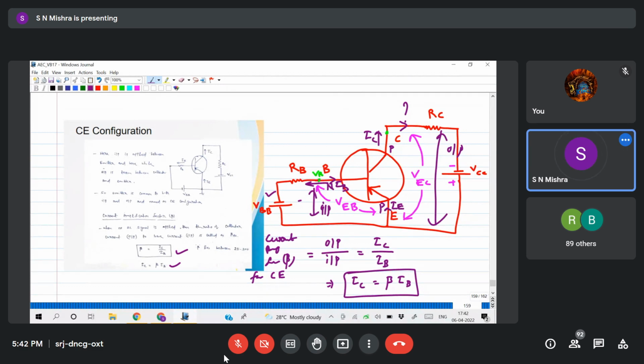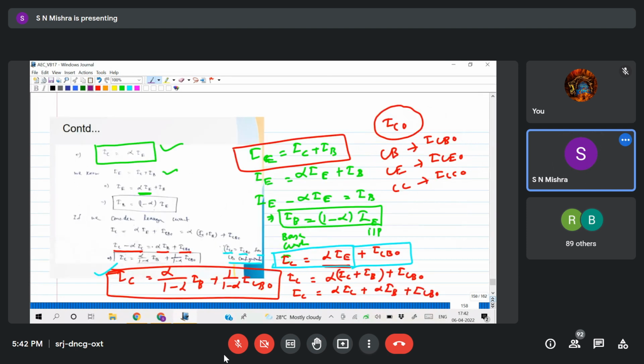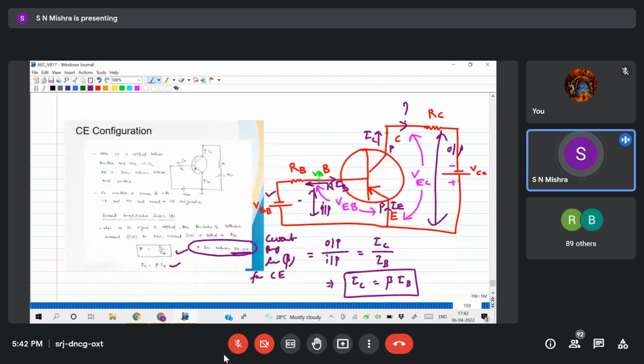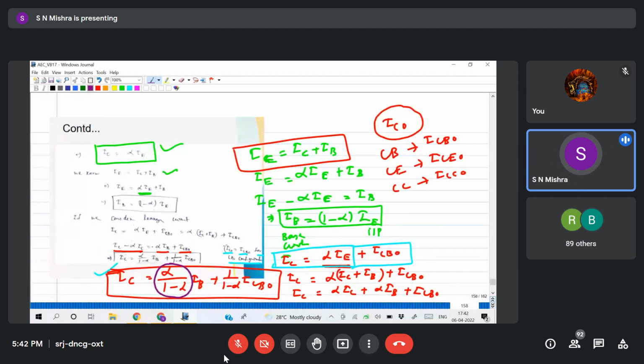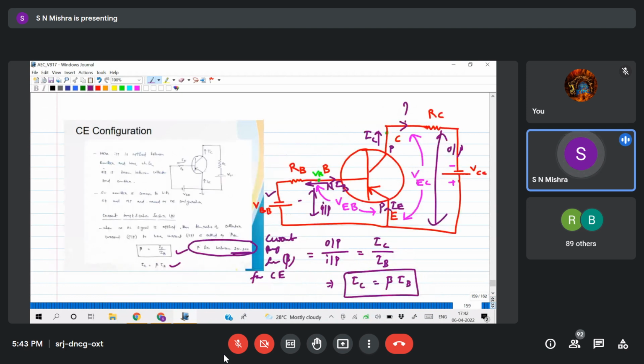Alpha ranges between 0.96 to 0.995, but the beta range is high. That means 25 to 300, even more than that you can get. So the beta value is high. Now, if I compare the previous equation, you compare this one and this one, IC equals beta IB, and if I compare only this part, what will you get? IC equals some factor into IB. So from this comparison, what can you understand, beta is equal to how much?